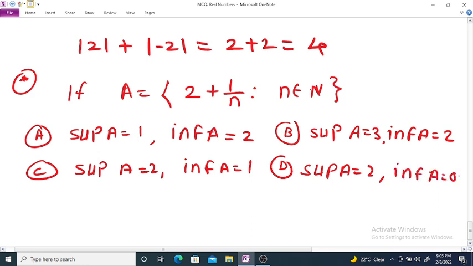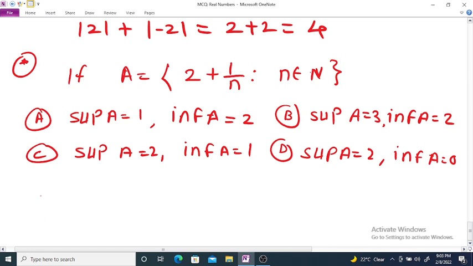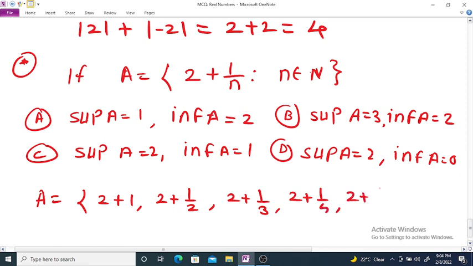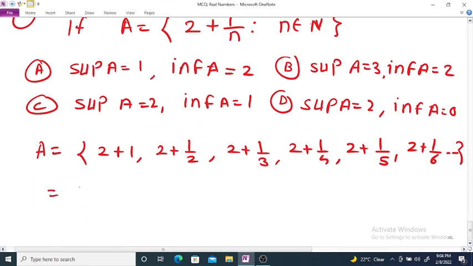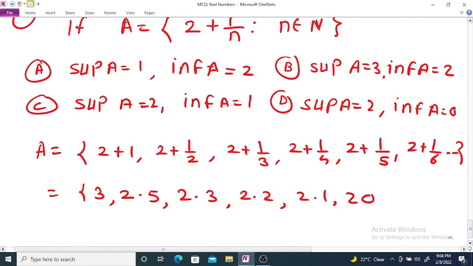So here if we write some elements of this set A, then we get 2 plus 1, then 2 plus 1 by 2, 2 plus 1 by 3, 2 plus 1 by 4, 2 plus 1 by 5, 2 plus 1 by 6, and so on. So here you can see the first element is what? 3, then 2.5, 2.3, then 2.2, 2.1, 2.0001, and so on as n increases.